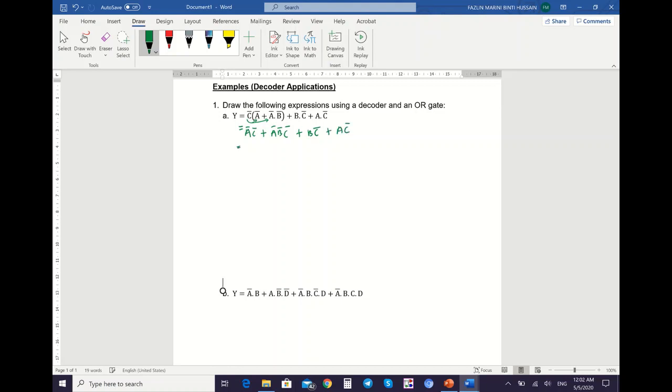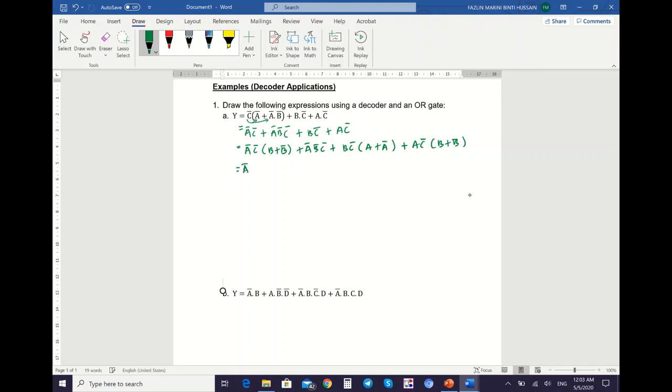Okay, so next step you need to expand because there are some variables that are missing. So you just multiply with the missing variable. For the first term, you need to multiply with B plus B bar. The second product term, you just copy, and the third one, you need to multiply with A plus A bar. And the last product term, you need to multiply with B plus B bar. Okay, so we proceed with expanding the equations.